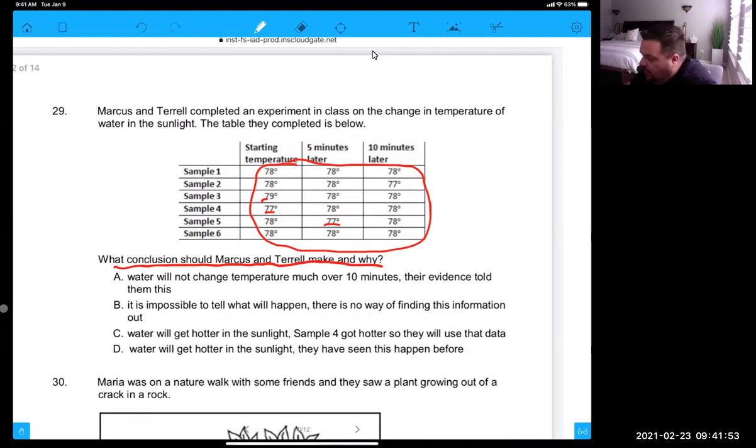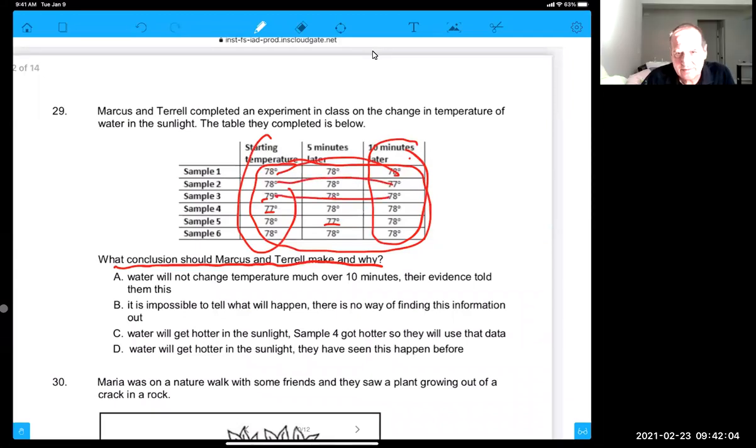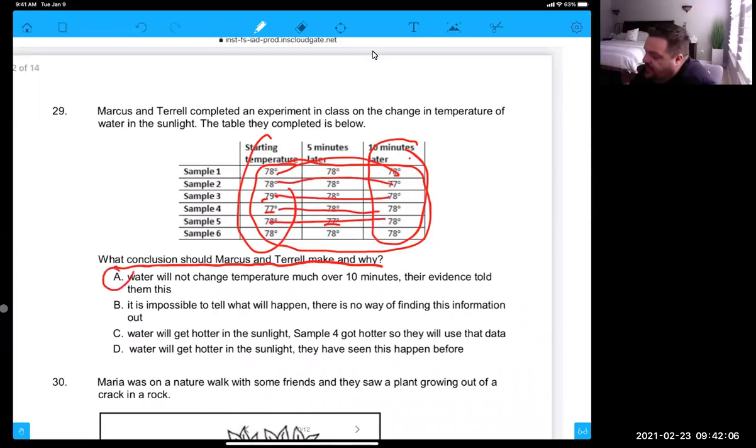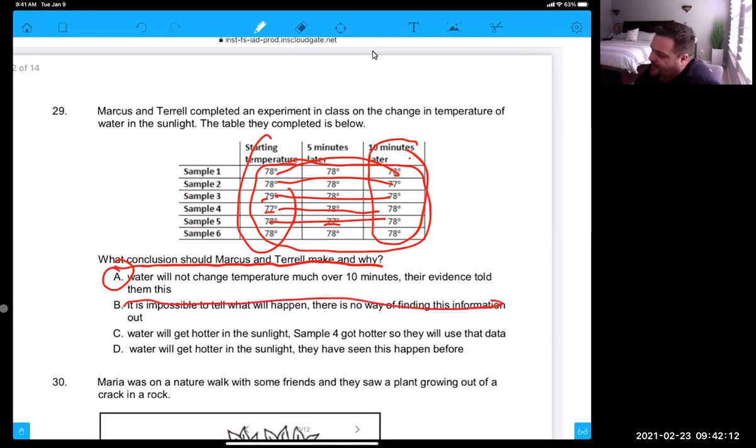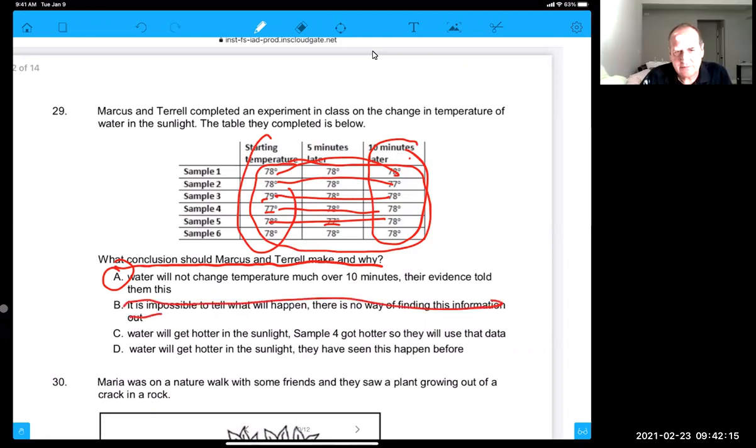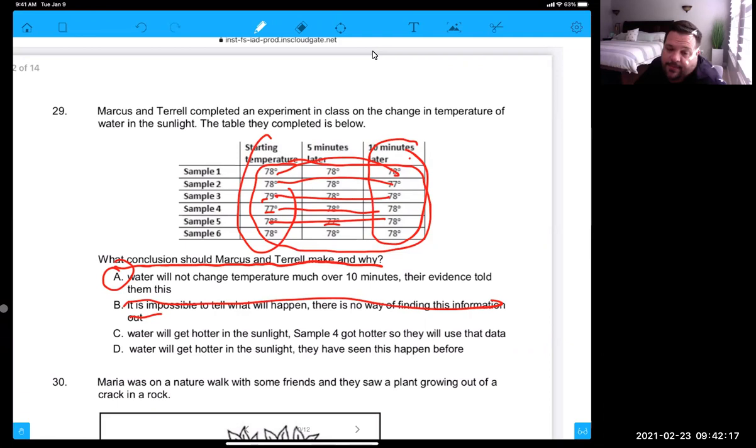All right, so the water will not change temperature much over 10 minutes. Sounds like it. Here's 10 minutes, and here's what they started at, 78, 78. That's right. It didn't change much. I like that answer, so I think that's the answer. The next choice: it's impossible to tell what will happen. There's no way of finding that. No, you have a chart. Anytime a choice tells you something's impossible, that's not right.